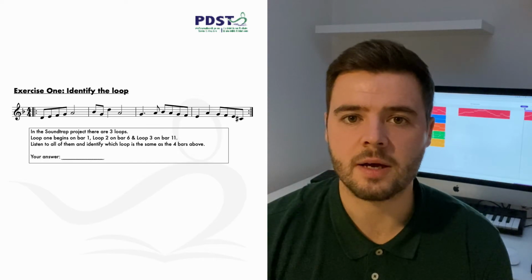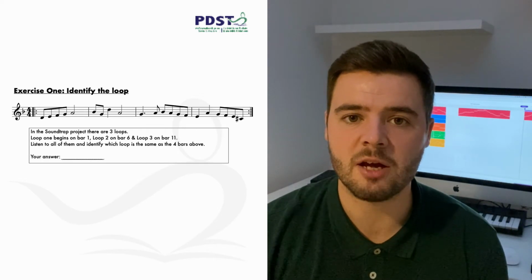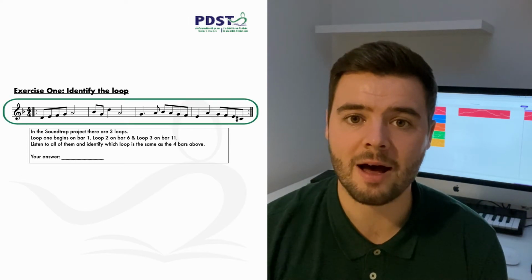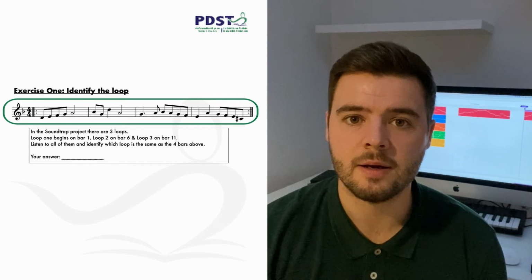In the first exercise, the students will have to identify which of the 3 loops in the Soundtrap project correspond to the given 4-bar melody they have on their exercise sheet. This is what the 3 loops sound like. Loop 1.